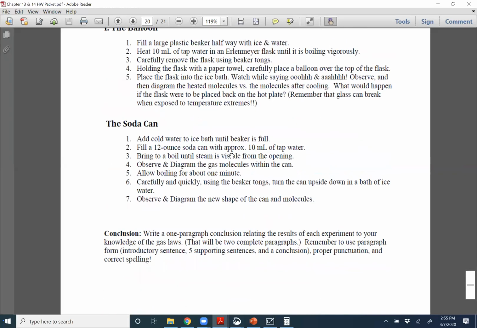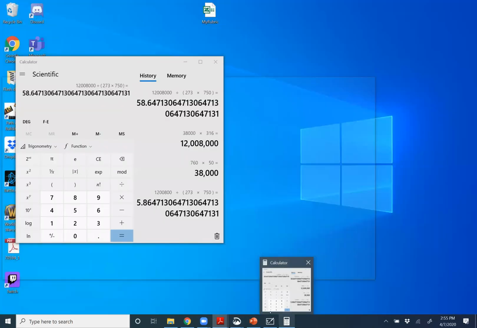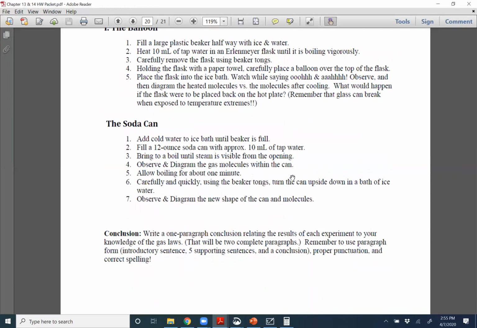And then, of course, you can do the soda lab where you put some water in the soda and then wait for the steam to come out of the soda, then turn the soda upside down in the water, and the soda will crush. There's a cool experiment for you to do. I didn't want to take that away. So if you want to try that, that's fine.